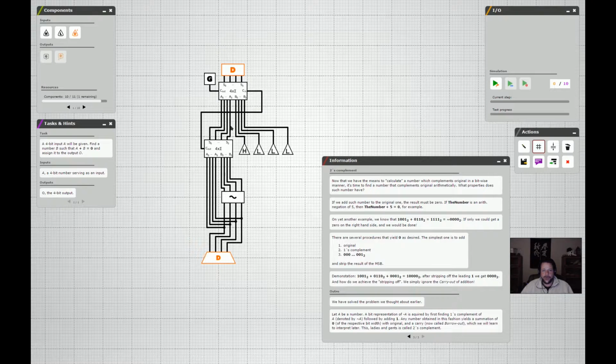Actually, I'm not sure it's going to work. If you add 0 and 1, isn't it just going to be 1? I don't know. The only way to know is to try it. So let's try it.